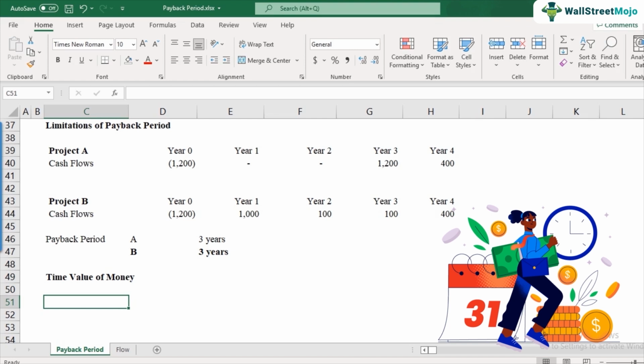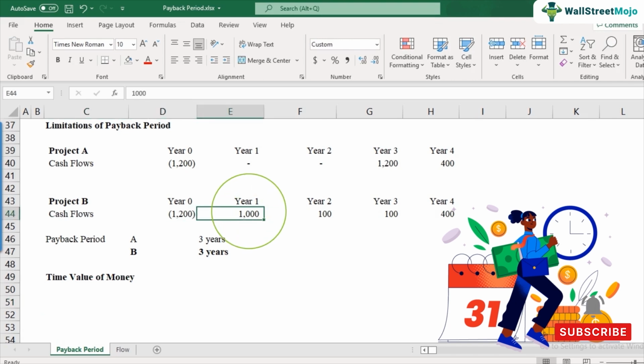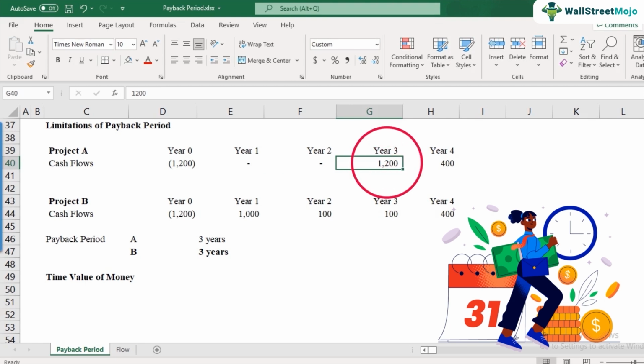However, let's go back to this topic and see what is happening here. Now, imagine in this project B, you're getting $1,000 in year 1 itself, right? And in project A, you are getting $1,200 at the end of 3rd year. So the present value of that $1,200 at the end of 3 years will be much, much less because of inflation and other things as well. However, in project B, you are able to recover a sizable amount of that $1,200 in the first year itself. So time has value, and that's what I'm trying to tell you, that payback period doesn't consider that. A better approach is to actually look at discounted payback period.